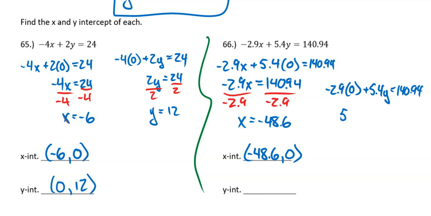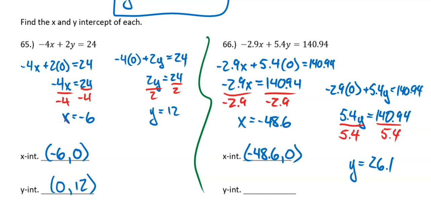And I continue to simplify. And then solve by dividing each side. And again, this is a job for my calculator. 140.94 divided by the 5.4. Okay, so 26.1. And again, write it as an ordered pair. The 0 was the x value. The 26.1 was then the y value. Okay.